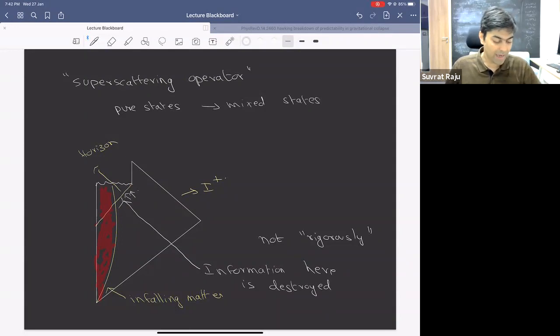Okay? Once again, I want to emphasize that this is not a very systematically computed diagram, but it's meant to emphasize that the causal structure of the space-time is very different from the causal structure of the initial Minkowski space-time.